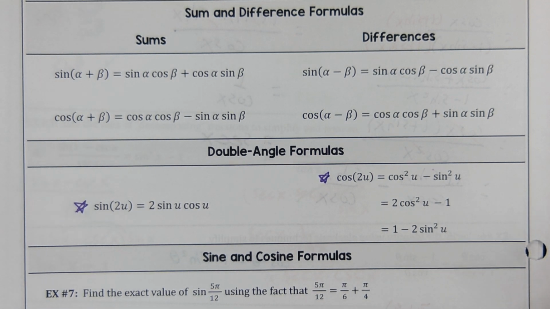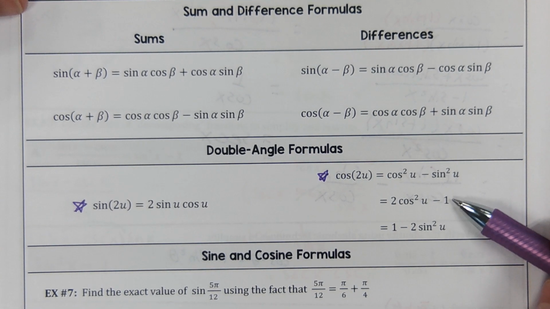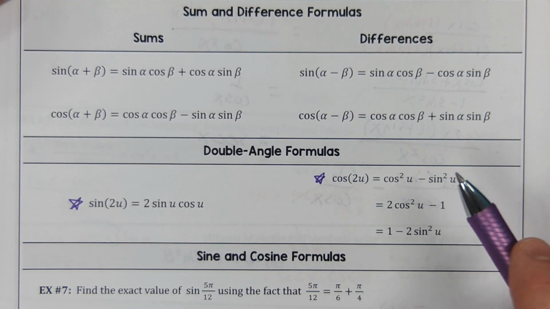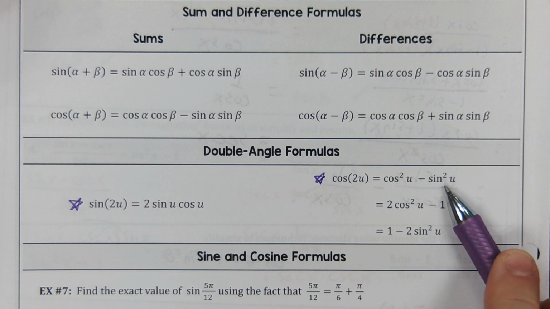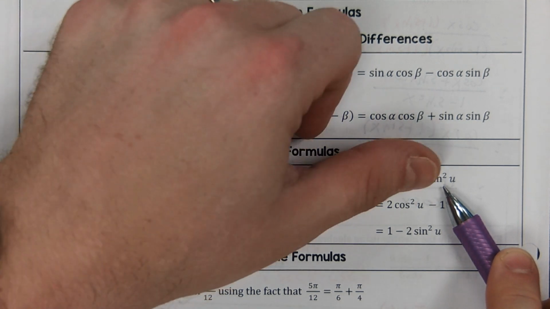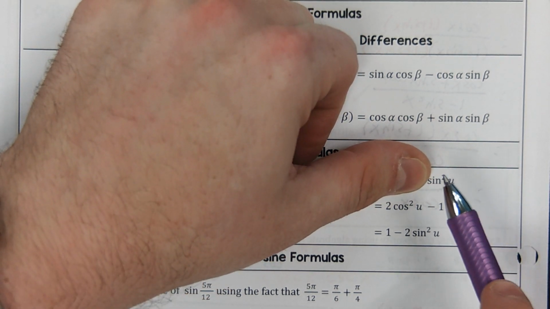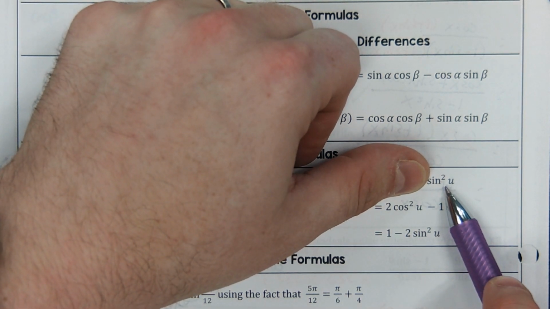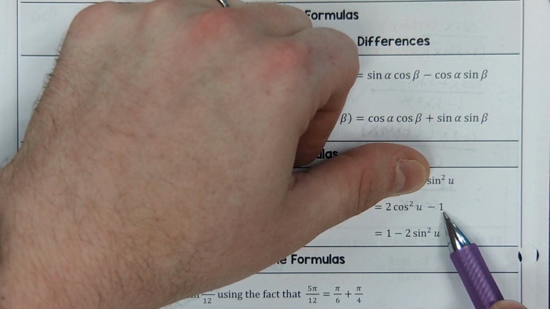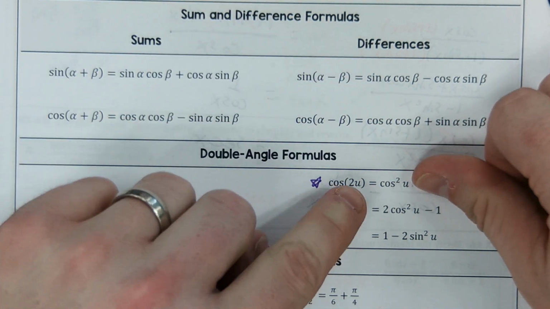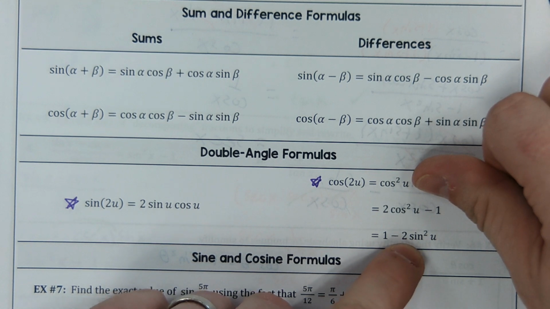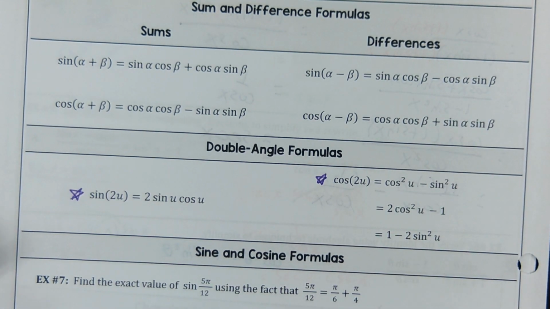Not even trickery. These 2 come directly from using a Pythagorean identity substitution. Replace this with 1 minus cosine squared u, and combine your like terms, you'll get that. Replace this with 1 minus sine squared u, and combine your like terms, and you'll get that. So those are really easy.